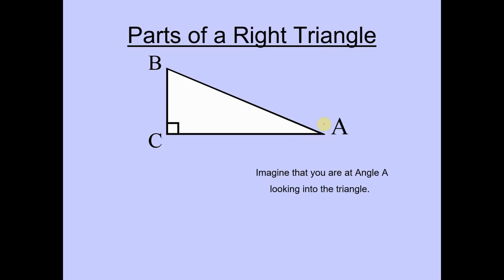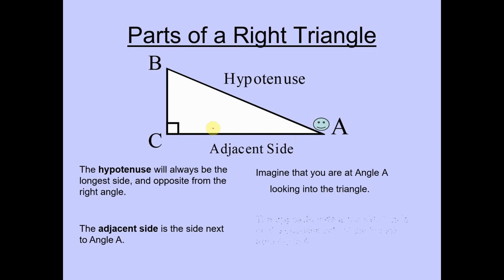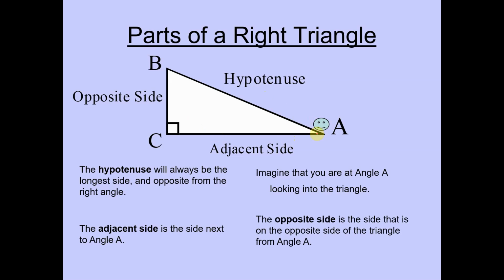Imagine you're looking at angle A, so you're standing here, looking from angle A into the triangle. The hypotenuse will always be the longest side, opposite the right angle. So hypotenuse, big name, opposite the right angle, and it's always the longest side. The side that is then joining up with the hypotenuse at that angle is adjacent, and then the opposite side is the other side of the triangle to where the angle is. Okay, opposite, adjacent, hypotenuse.